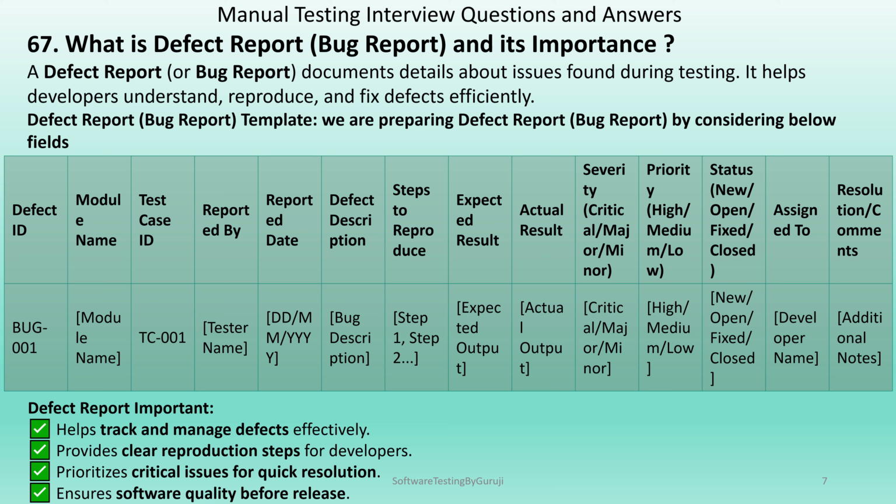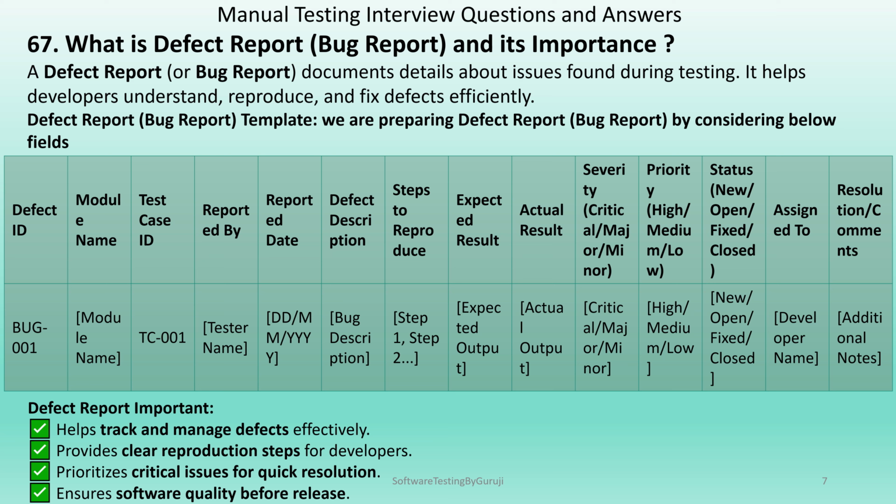Next question is, what is a defect report or a bug report and why is it important? A defect report or a bug report documents details about issues found during testing. It helps developers to understand, reproduce and fix defects effectively. Defect report template. So first is defect ID column, then module name, test case ID, reported by, reported date, defect description, steps to reproduce, expected result, actual result, severity.